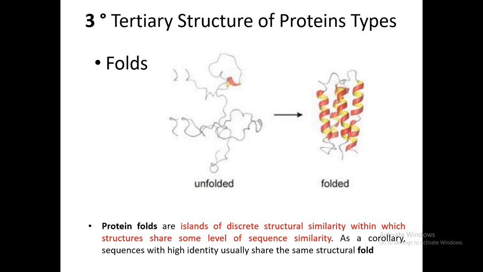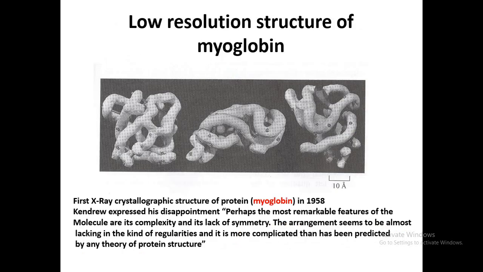And then what is a fold? A fold is an isolate of discrete structural similarity within which structures share some level of sequence similarity. So all this fold and domain are the part of the 3D structure of a protein. And what is a 3D structure? A 3D structure of a protein is that structure in which the protein polypeptide chain exhibits a three-dimensional configuration or conformation, three-dimensional meaning shape in the cell.